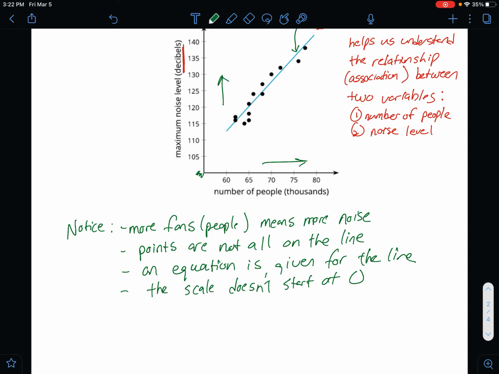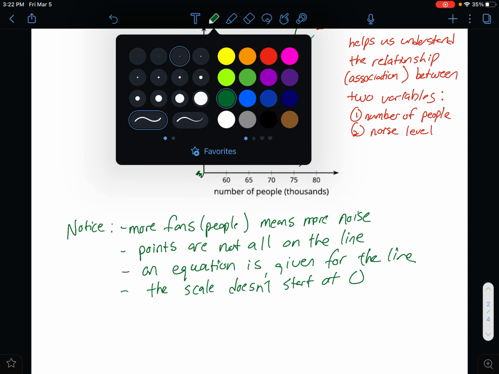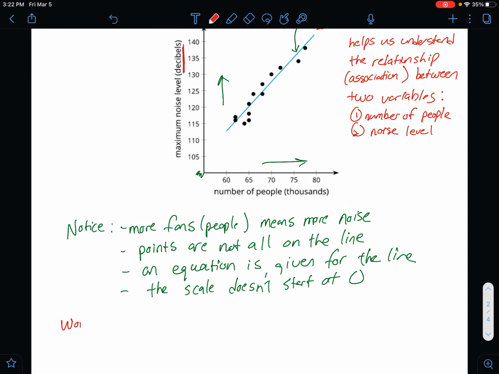There's a number of things that we could notice there, but those are maybe a few examples, and hopefully you've noticed a few things as well. And maybe we can write down a couple wonders. And they might be related to our notices that we had up top. It's like, for instance, why are the points not on the line?